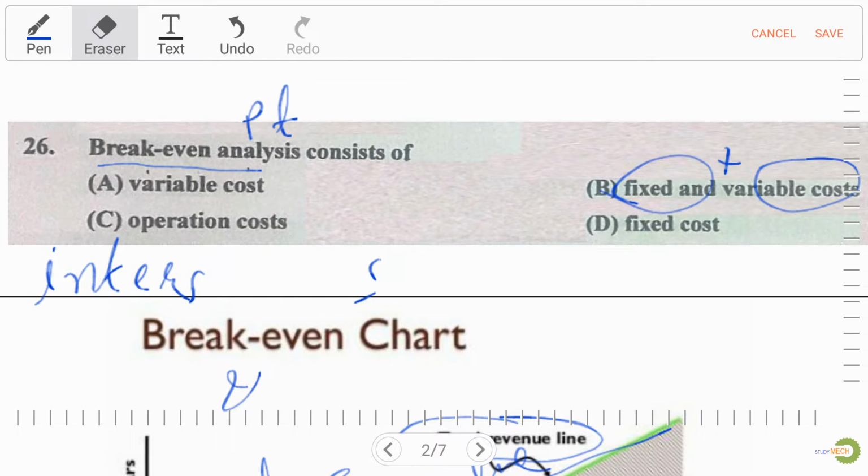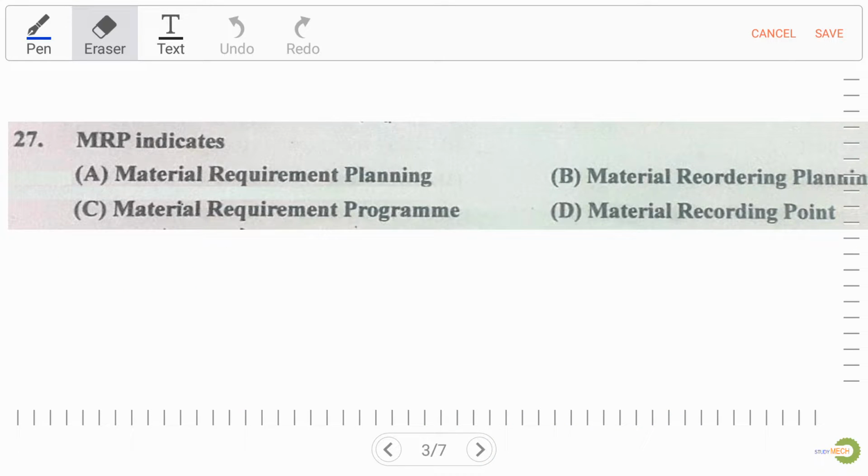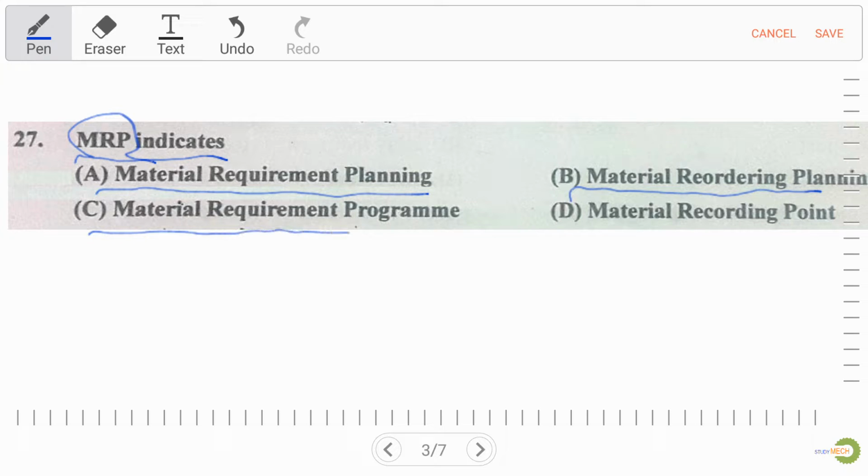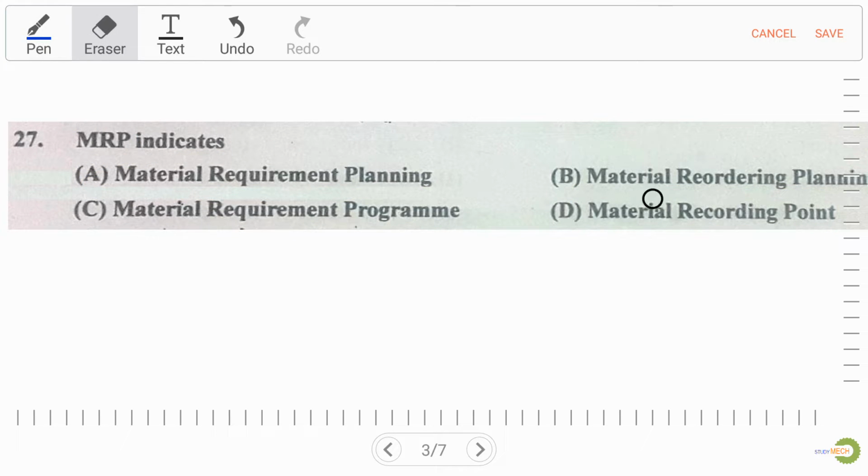So now let's move to the next question. Well, our question is: maximum MRP indicates. Our options are A, material requirement planning, option B, material reordering planning, option C, material requirement program, and option D, material recording point. So our right option is over here, material requirement planning. Option A is the right answer, material requirement and planning.